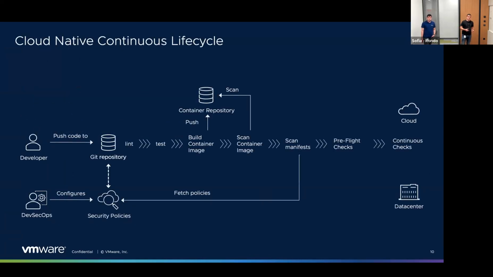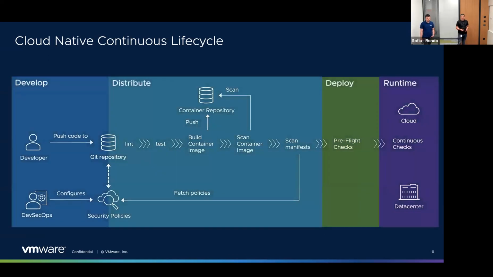So the cloud native continuous lifecycle, of course, going left to right from development to building our artifacts, preparing and deploying artifacts, publishing them in registry, and finally going into the actual runtime where we can make use of this.